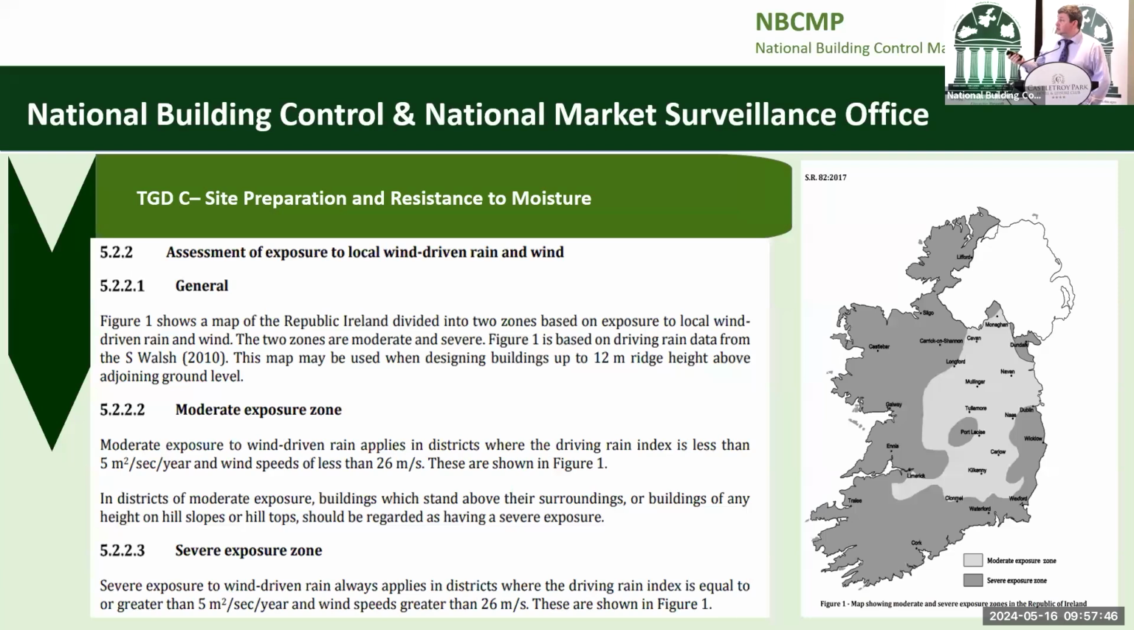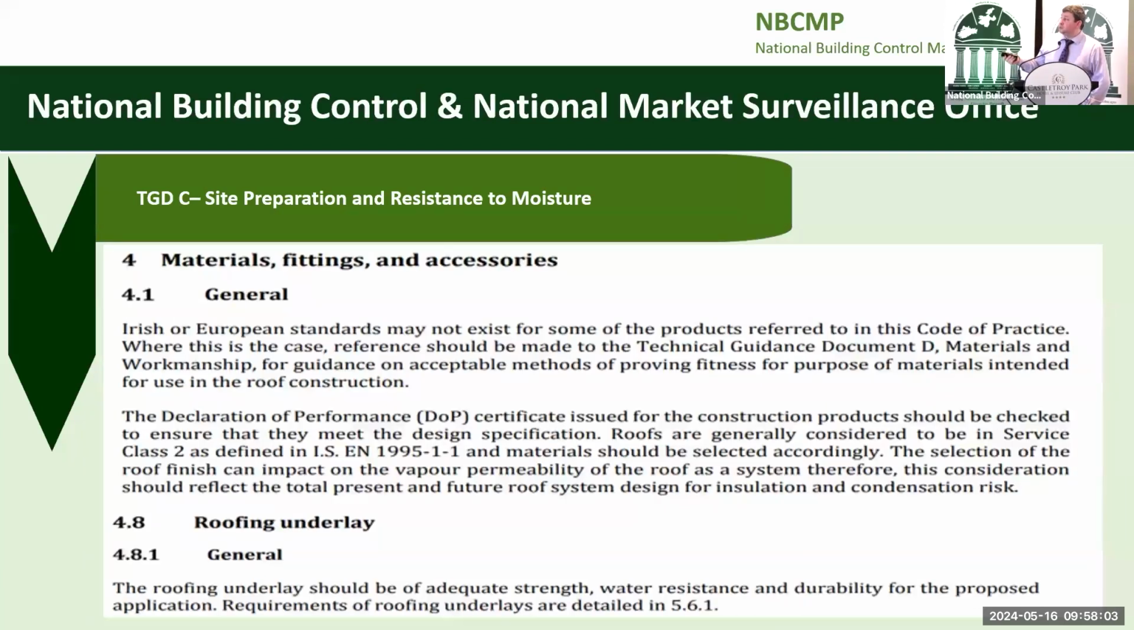So a house built in Dublin, and the same house built in Donegal or Kerry, would have to take greater considerations on moisture getting into the building, wind speed and all that, materials, fitting of the underlay and the roofing.